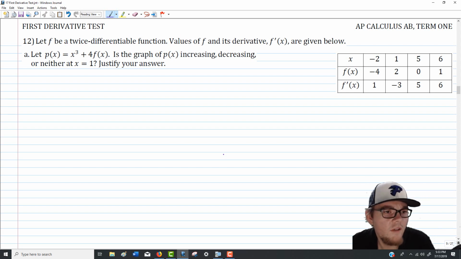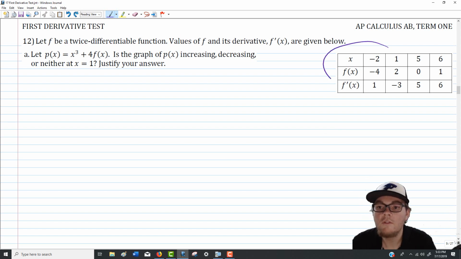So first of all, 12 itself begins with that announcement. Let f be a twice differentiable function. And of course, in a previous assignment, I think it was the last one, we talked about the fact that f being twice differentiable means that f prime is differentiable, which means f prime is continuous, which means f is continuous and differentiable as well. So there's some good information that comes from that first statement. Basically it means that we can deal with any derivative that we want that involves f prime or f double prime. From there, it says that values of f and its derivative f prime of x are given below. So those values are right over there. So we're going to use those values to reason out.